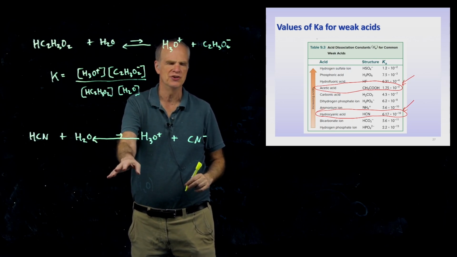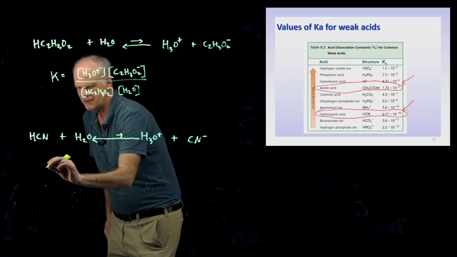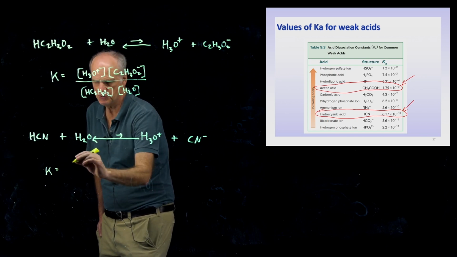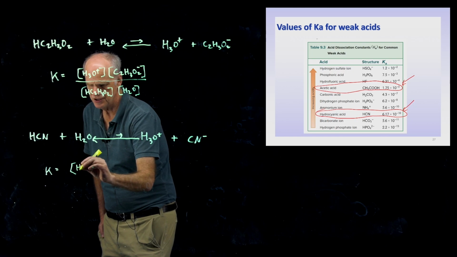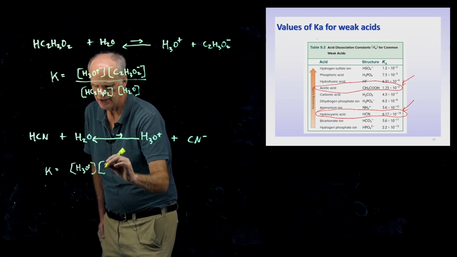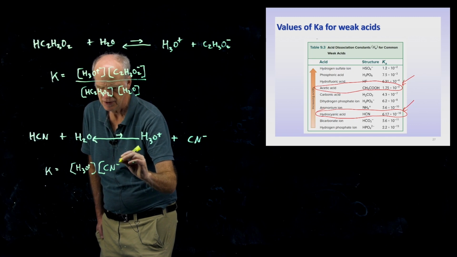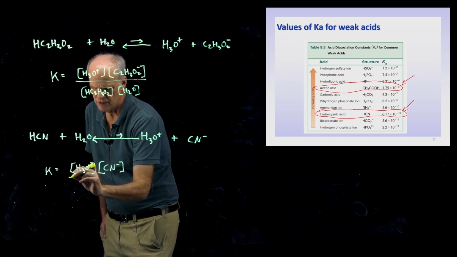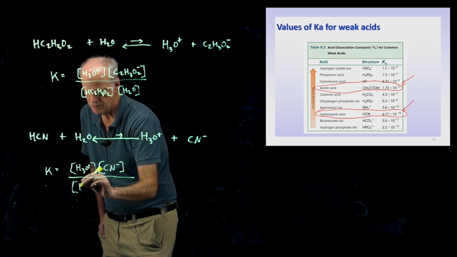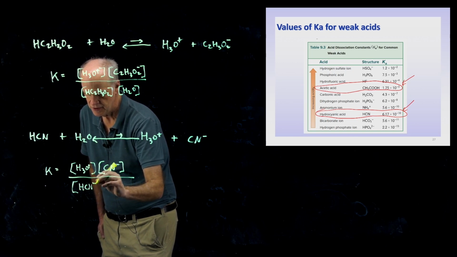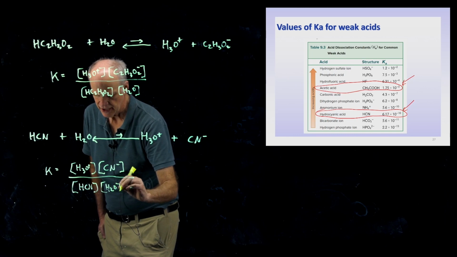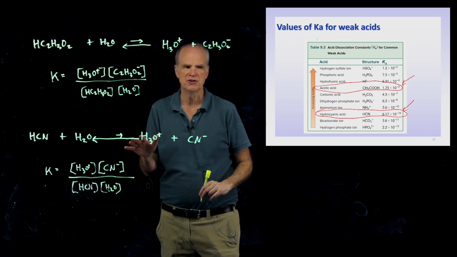Let's do one here for this reaction. So we could have K for this reaction as well. And so again, it's products, which is hydronium times cyanide over HCN and water. Okay, so far so good. So these are good expressions for K.